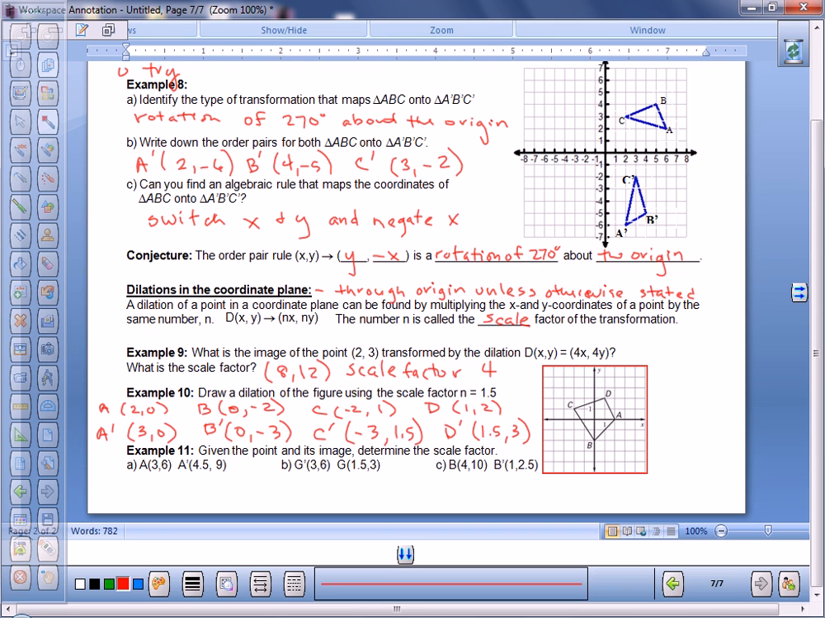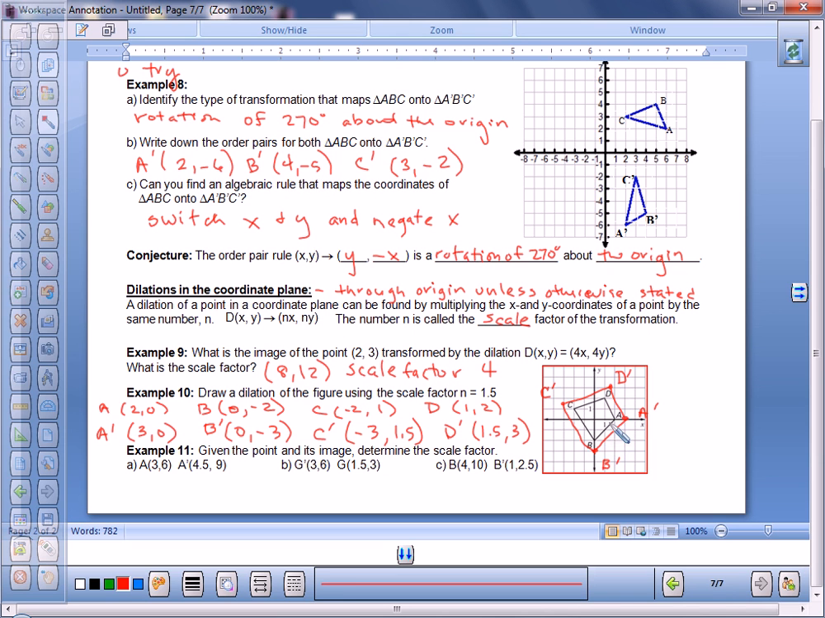All right, then we plot those points. So here's A prime. Here's each one of them. We just plot, and then we connect the dots. And you definitely would use a straight edge. I didn't do it on that one. Okay, so there's the image after a dilation of a scale factor of 1.5 through the origin.